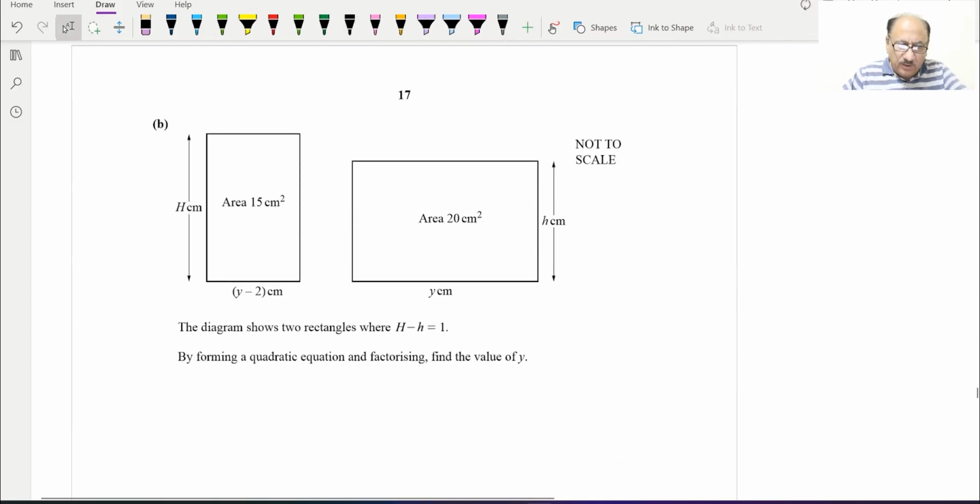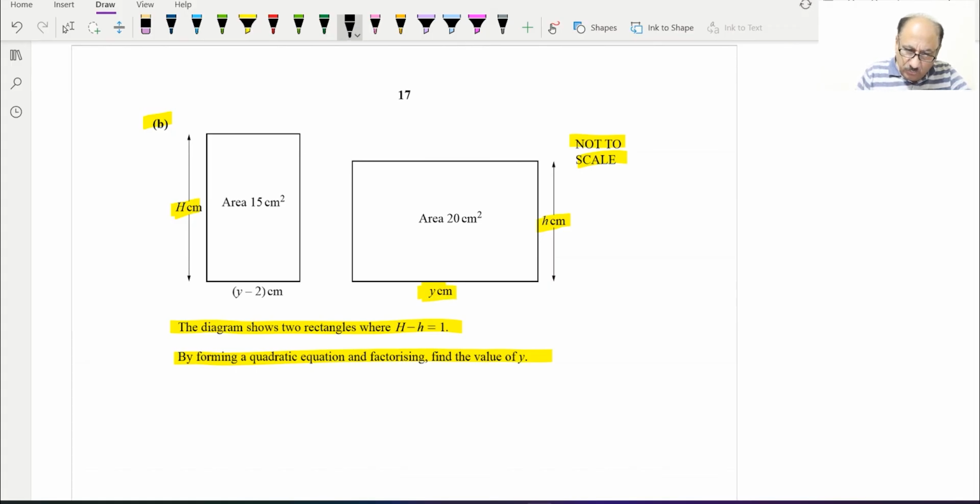Now for part B, it says the diagram is not to scale. The diagram shows 2 rectangles where capital H minus h is equal to 1. Capital H is this one, small h is this one. By forming a quadratic equation and factorizing, find the value of y. Value of y is required.